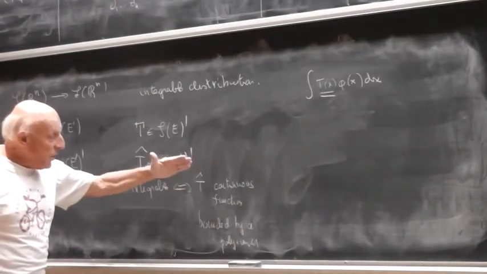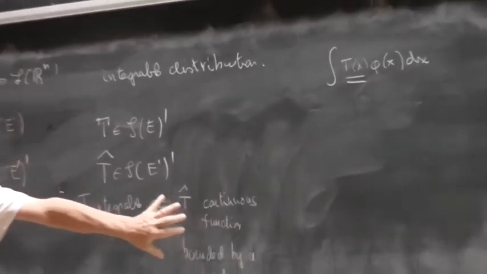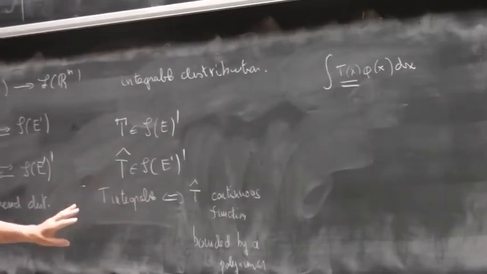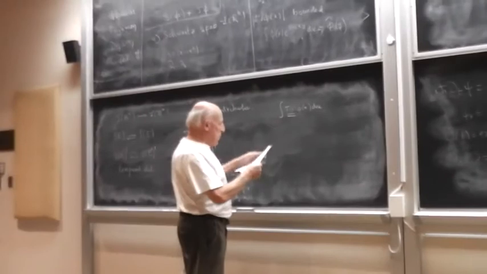So if you take such a function which is continuous and bounded by a polynomial, you go backwards and you get a distribution. I call such a distribution integrable. Why? Well, what are the properties? What are the properties?